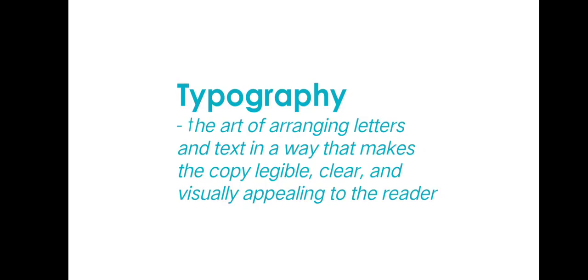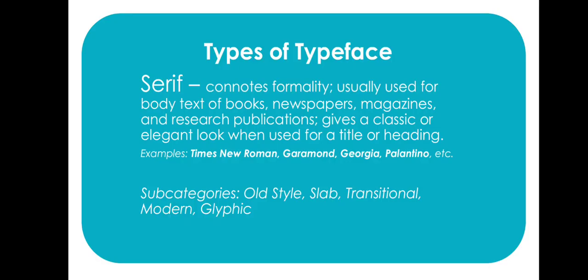One part of typography includes typefaces. So, now let's discuss the different types of typeface. The first one is the serif. It connotes formality, usually used for body text of books, newspapers, magazines, and research publications. It gives a classic or elegant look when used for a title or heading. So, the examples of serif typeface are Times New Roman, Garamond, Georgia, and Palatino.